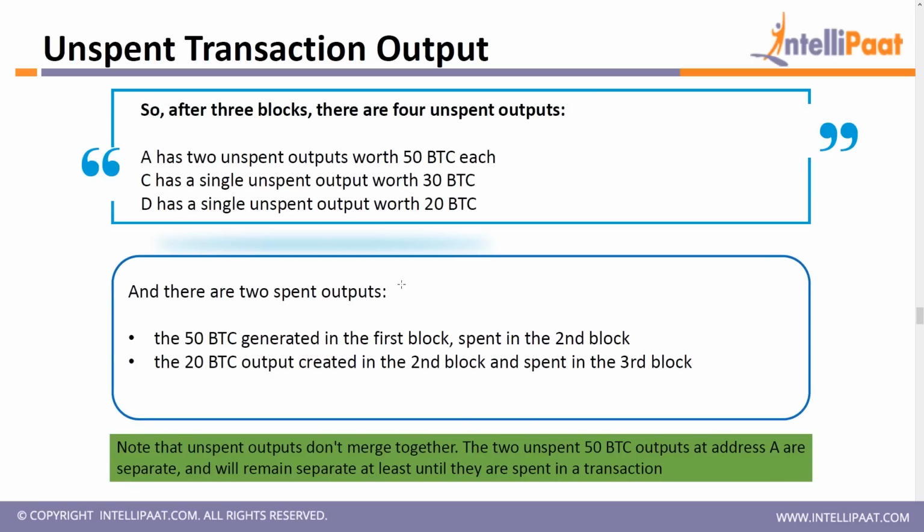Note that unspent outputs don't merge together. The two unspent 50 Bitcoin outputs at address A are separate and will remain separate at least until they are spent in a transaction. So each unspent transaction output is stored separately and should not be merged together during a transaction.